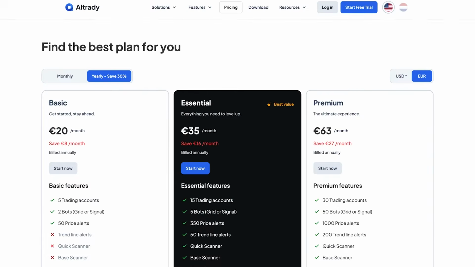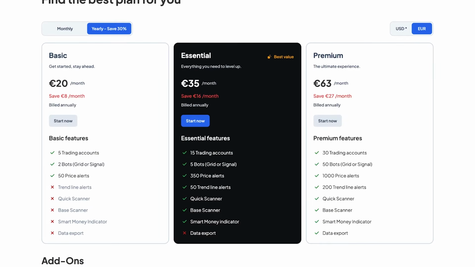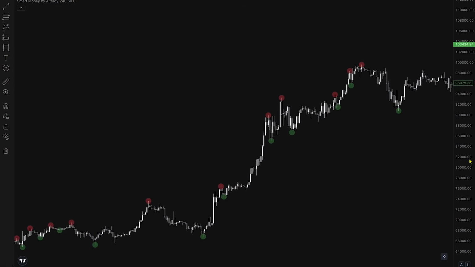Altrady has transformed all this into a proprietary indicator developed in-house, available only on Altrady and included in the Essential and Premium plans. The Smart Money Indicator reads market structure for you, identifies key elements, and allows you to trade like professional investors. Altrady's Smart Money Indicator visually translates market structure in a clear, immediate, and professional way. Here's what it shows you.